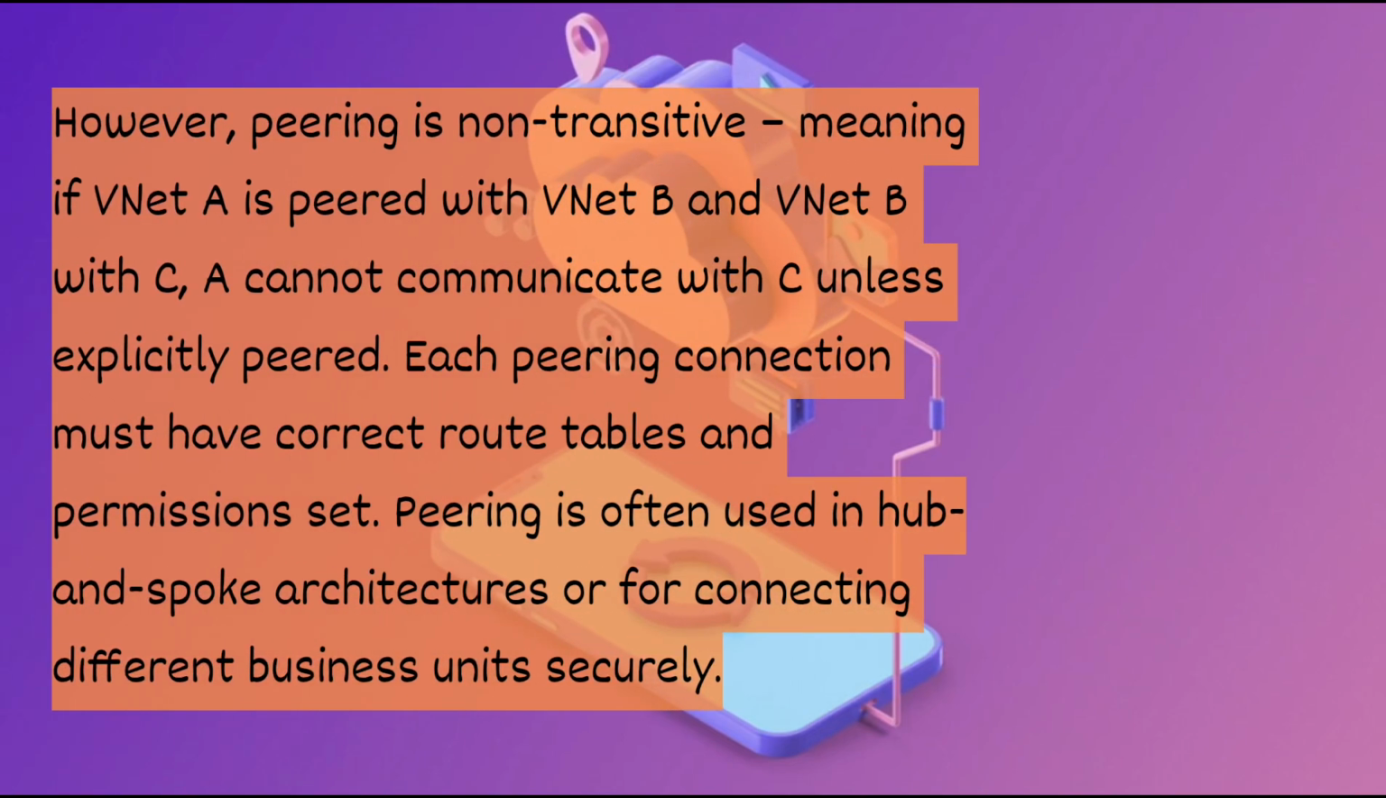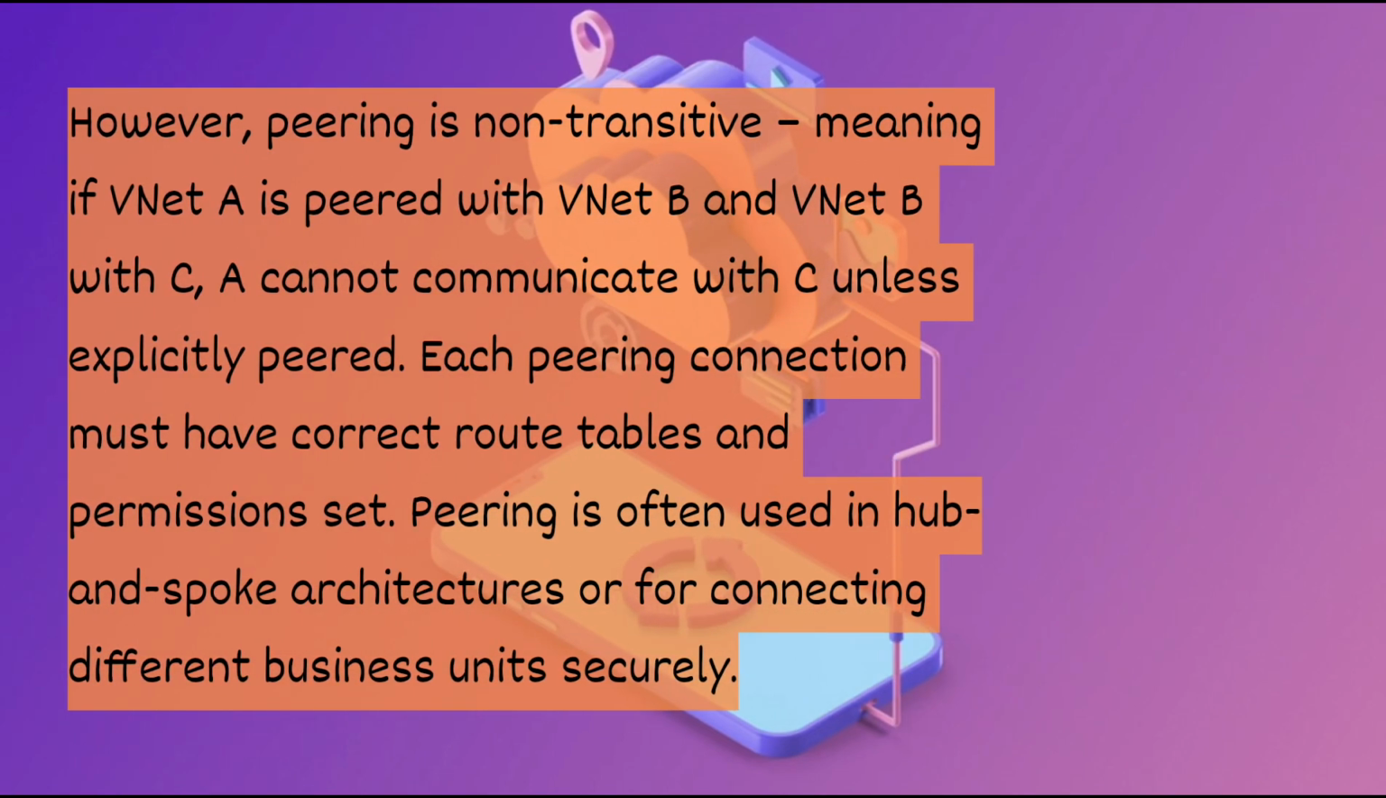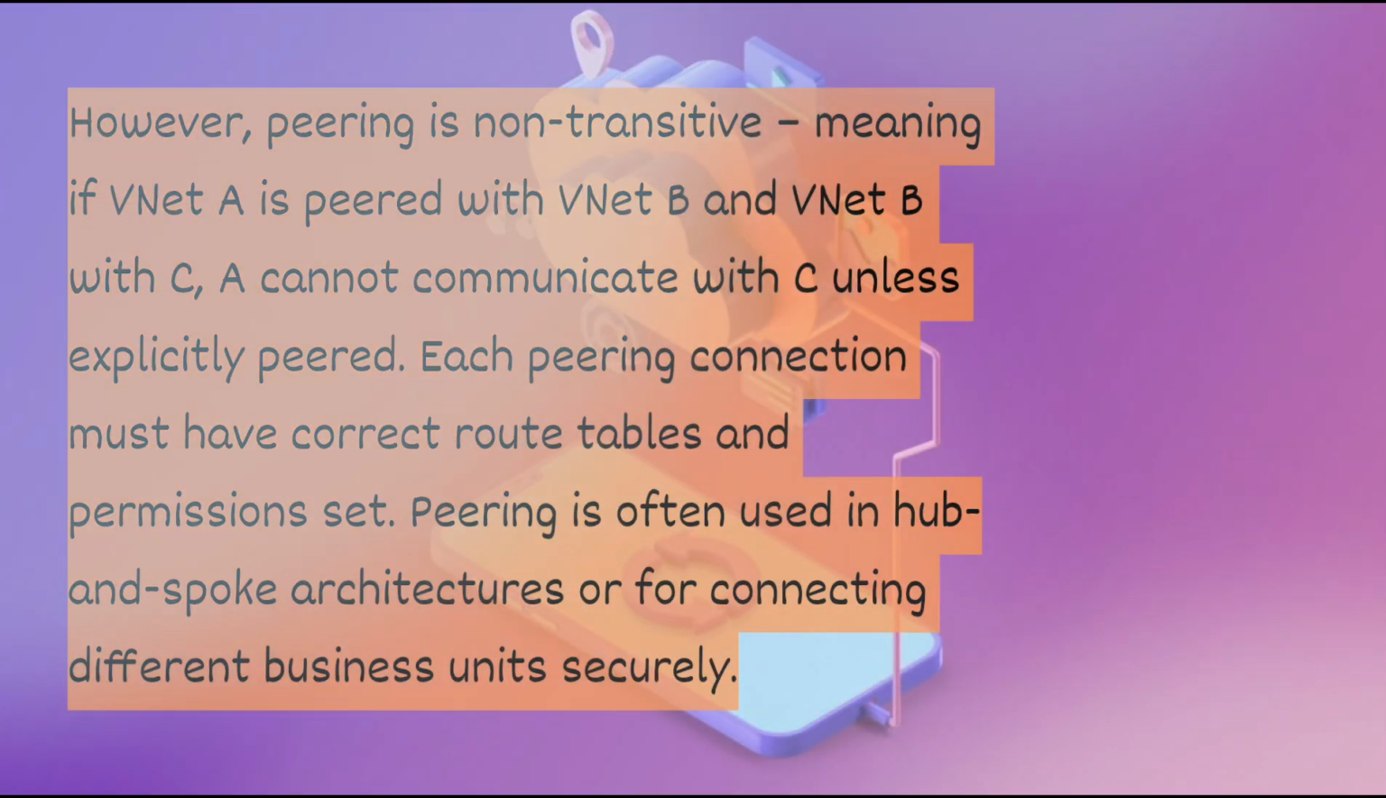Peering can be within the same region, intra-region, or across different regions, global peering. However, peering is non-transitive, meaning if VNet A is peered with VNet B and VNet B with C, A cannot communicate with C unless explicitly peered. Each peering connection must have correct route tables and permissions set. Peering is often used in hub and spoke architectures or for connecting different business units securely.